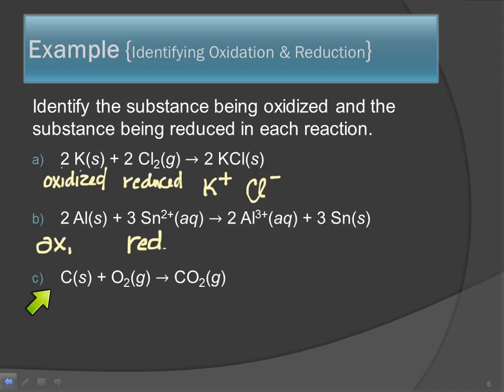How about this one? We can't look at ions here, because carbon dioxide is not ionic. But we see there's oxygen in there. We see that the carbon is gaining oxygen. Gaining oxygen is oxidation. So the carbon is being oxidized. Something has to be reduced. It's going to be the other thing. So that's being reduced. You see how to do that?